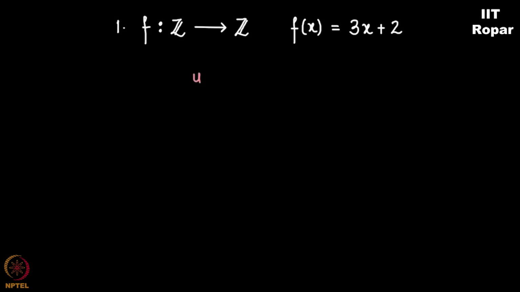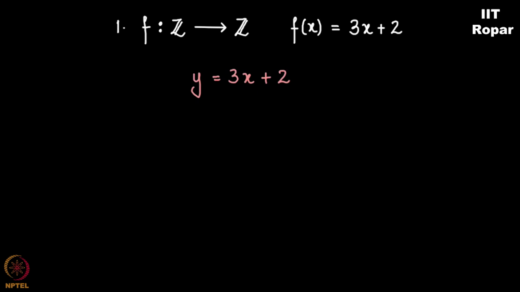Let us now see some examples of inverse functions. Consider this function f from integers to integers defined as f of x is equal to 3x plus 2. Now, f of x, I'll take it to be an element in the codomain, rather the range. I'll write it as y. So, y is what? It is equal to 3x plus 2.